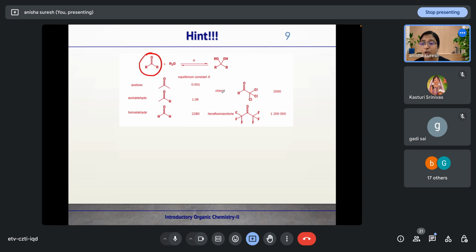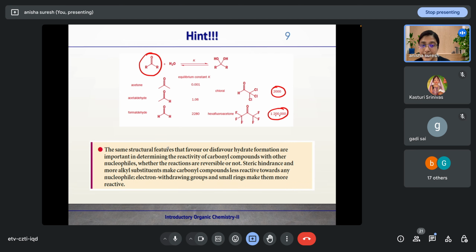In the case of chloral, one of the hydrogens is replaced by CCl3, which is an electron withdrawing group, so the value is 2000 compared to acetone. And when we consider hexafluoroacetone, all the hydrogens of acetone are replaced by fluorine, which is an electronegative atom, so the value increased even more. As you can see, it has increased 12 lakh times.